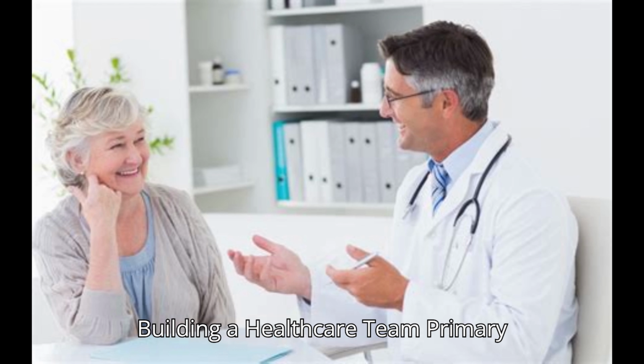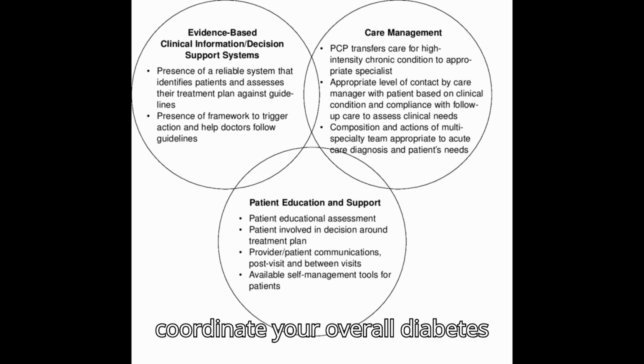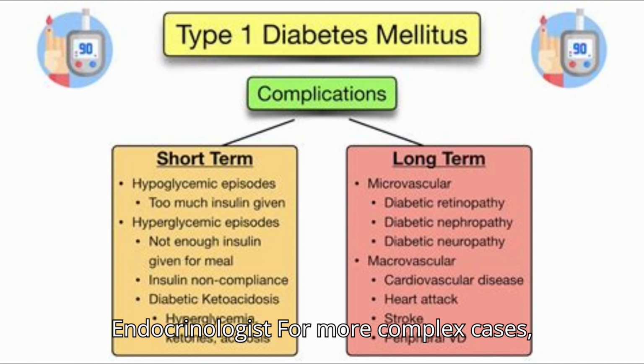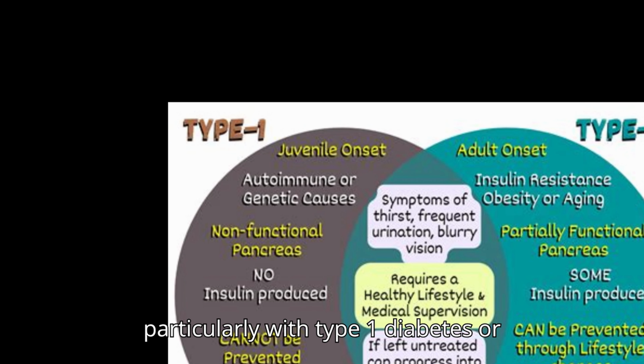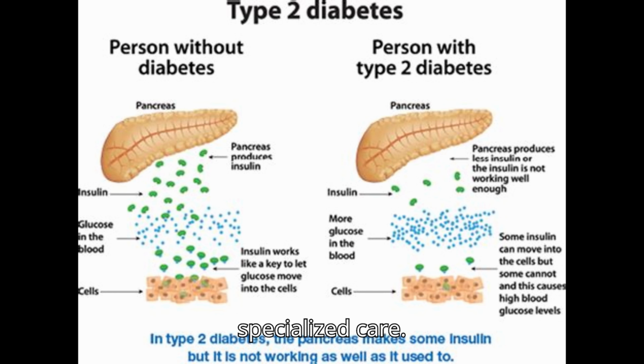Building a healthcare team. Primary care physician, PCP. Your PCP will coordinate your overall diabetes management, including medication prescriptions and progress tracking. Endocrinologist. For more complex cases, particularly with type 1 diabetes or hard-to-manage type 2 diabetes, consulting an endocrinologist can provide specialized care.